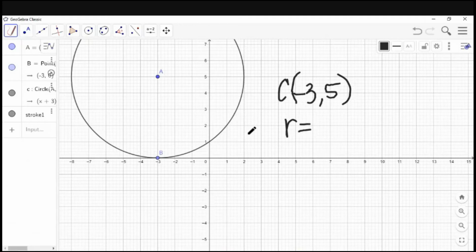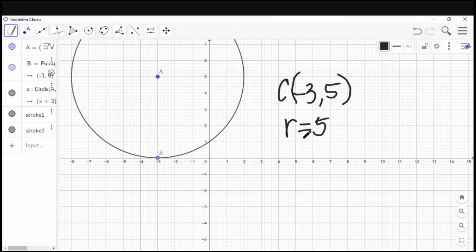Previously, we mentioned that the radius is the distance from the center to any point on the circle. So since we already have our center and another point on the circle, we can simply count the number of units between point A and point B, and that is our radius. So we have here 1, 2, 3, 4, 5 units. So our radius here is 5, from point A to point B.